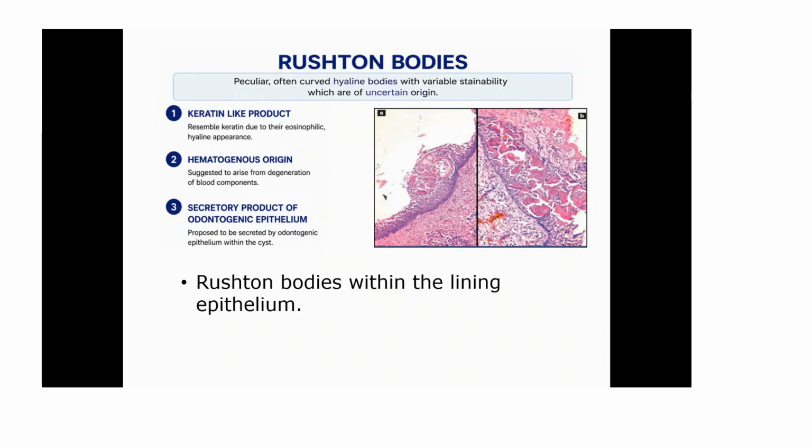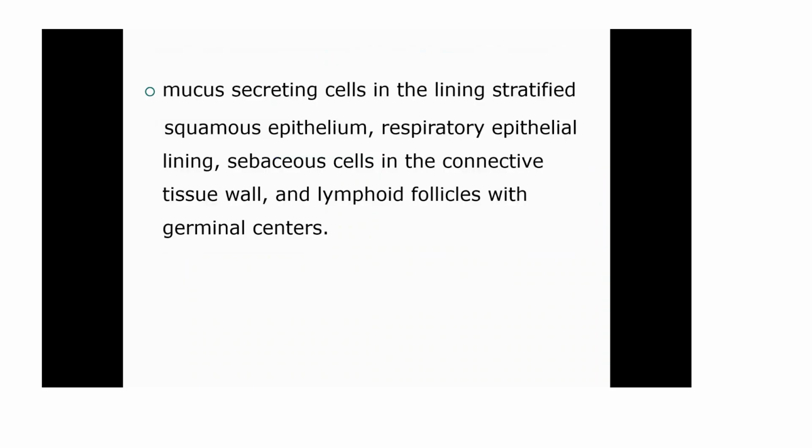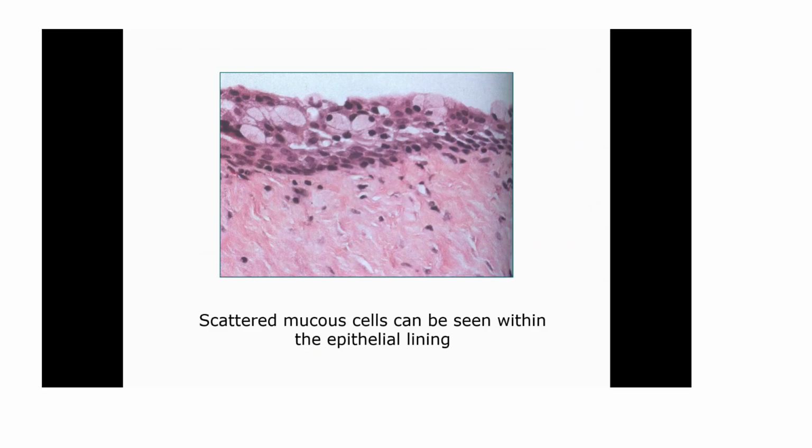So keratin like products, hematogenous origin could be one of them, and secretory product of odontogenic epithelium proposed to be secreted by odontogenic epithelium within the cyst. Now, mucus secreting cells in the lining stratified squamous epithelium could be present. Also, respiratory epithelial lining could be present. Sebaceous cells in the connective tissue wall and lymphoid follicles with germinal centers could also be appreciated in this cyst. Now, these are pictures of mucus cells which can be seen within the epithelial lining.